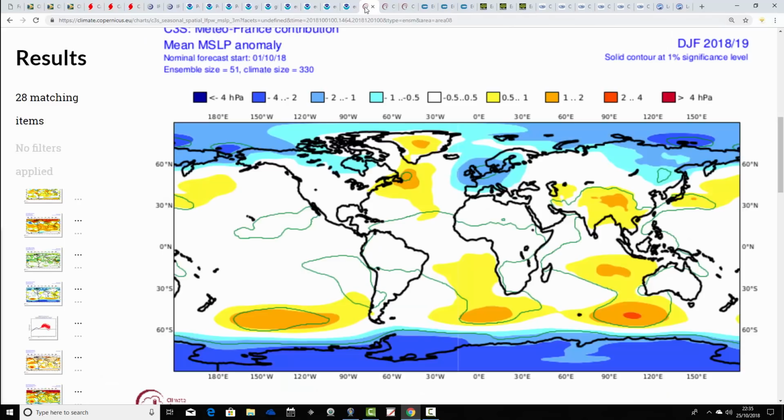Right, we move over to Europe, and this is the mean sea level pressure anomaly from Météo-France.